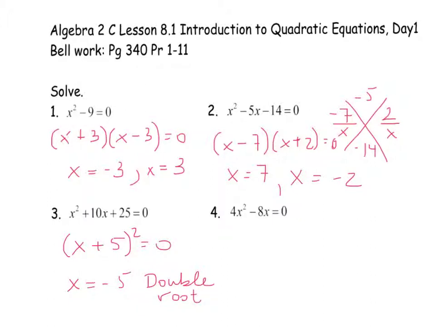On this last problem on the slide, we are going to factor out 4x. So 4x times x minus 2 will give me 0. So the solutions will be x equals 0 and x equals 2.